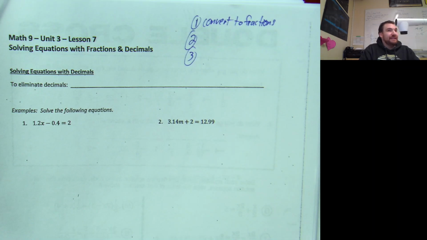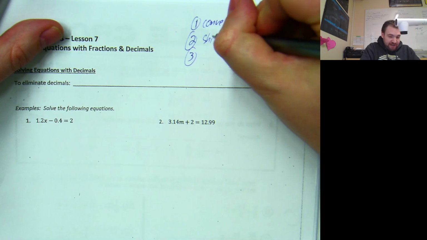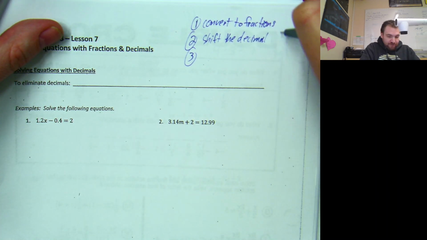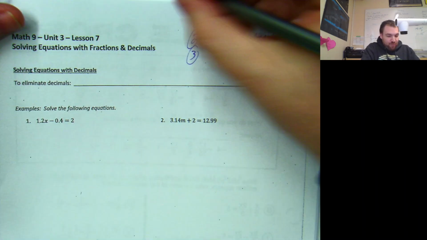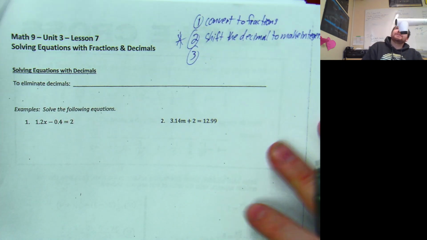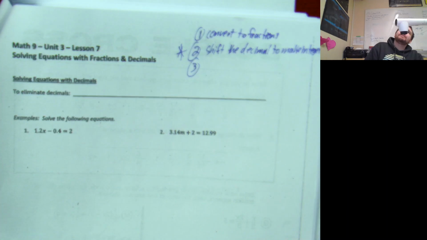I'll give you a hint. We did something like this before when we were dividing decimals way back in chapter 1. Carolyn. Yes. Shift the decimal to make integers. That is what we're going to look at doing now. There's another option. One more option.